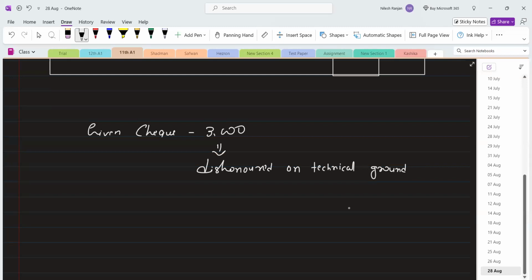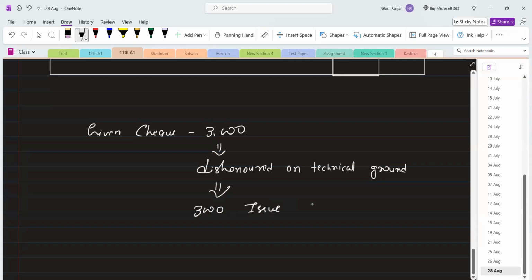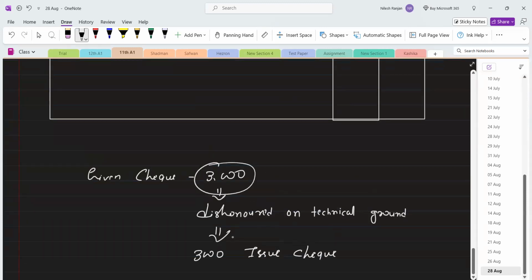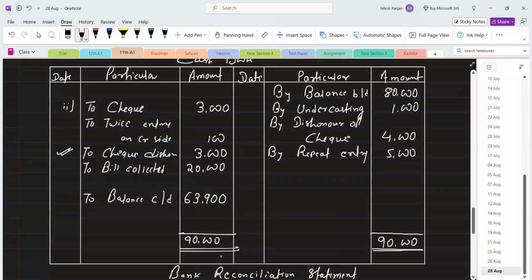We will again issue a new check to this person. Because if we don't have any bad intention, then we will issue a new check, because this check was rejected due to some technical ground. And if we issue this check again, and he goes to the bank, then again we have to enter this in our book, 3,000 on the credit side. So if it is already recorded, then why should we write it here? Yes.